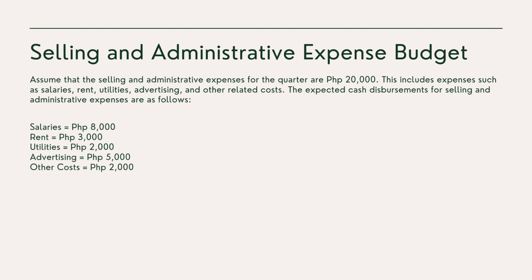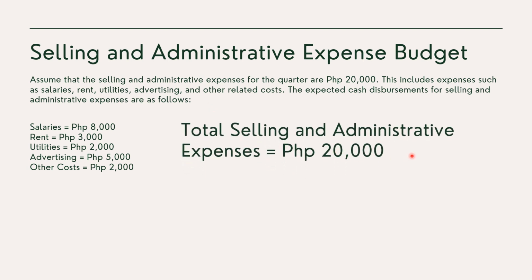So aside from the manufacturing overhead, we also have the selling and administrative expense budget. As with the overhead cost, marketing and administrative expenses are also made up of fixed and variable components. But here in our example, it is simplified, because we just write down that we assume that the selling and administrative expenses for the quarter are 20,000 pesos, which includes salaries of 8,000, rent of 3,000, utilities of 2,000, advertising of 5,000, and other costs of 2,000. So for a total of 20,000 pesos.